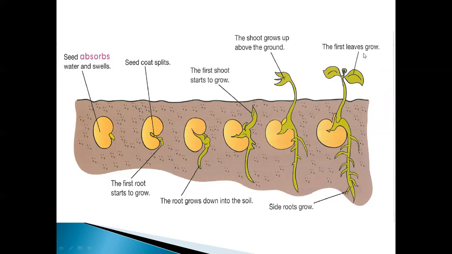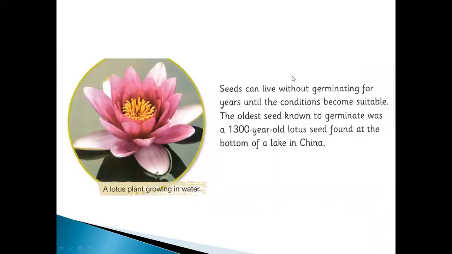So the first leaves grow. The first leaves grow. This is the sixth stage. So you can see the roots grow downward and the shoots grow upward. A seed can live without germinating for years until the conditions become suitable.